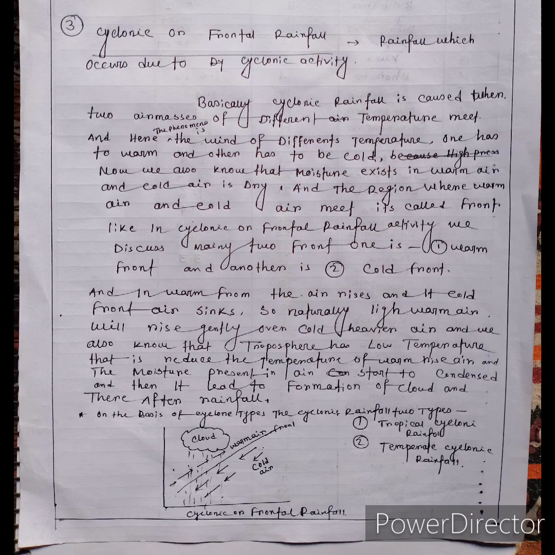On the basis of cyclone types, cyclonic rainfall has two types: tropical cyclonic rainfall, which occurs in tropical cyclone formations, and temperate cyclonic rainfall, which is formed mainly in temperate cyclones. So basically cyclonic rainfall is caused when two air masses of different temperature meet. So this is how cyclonic rainfall occurs.